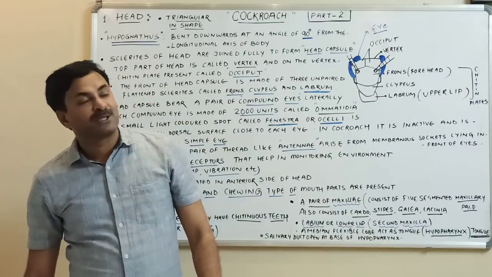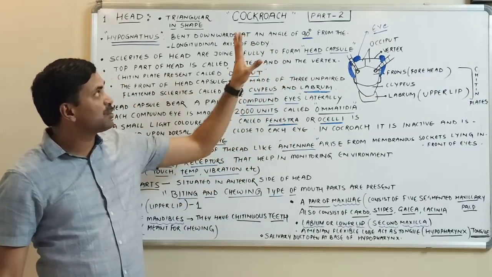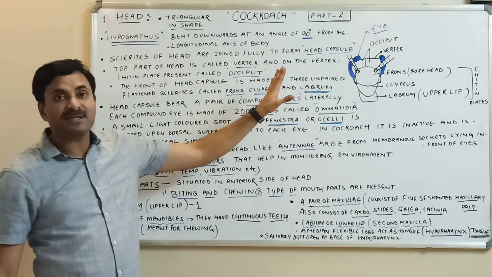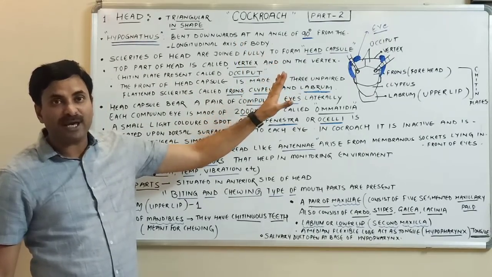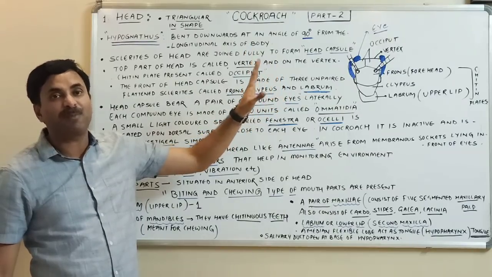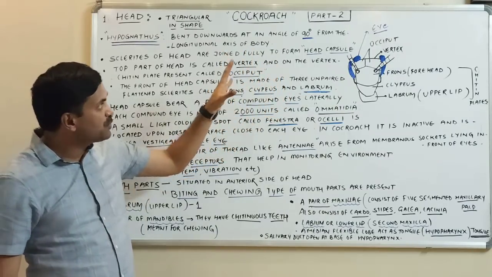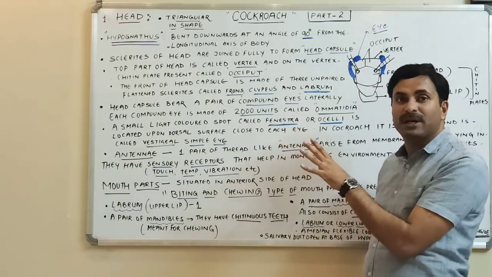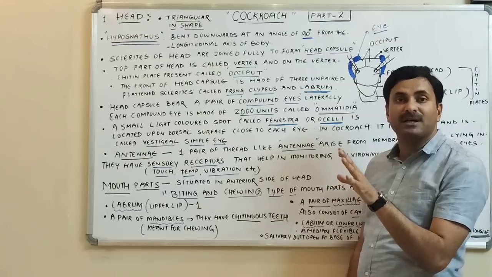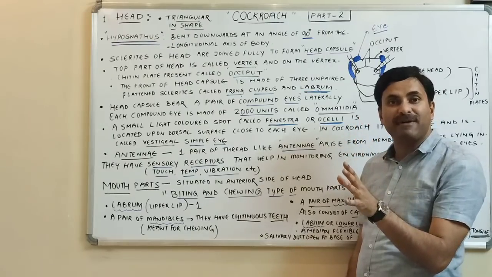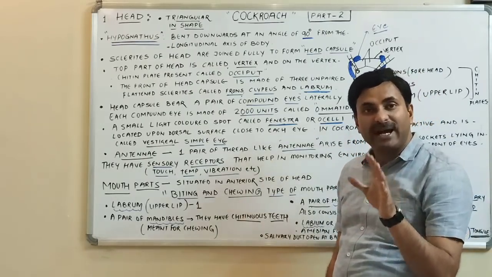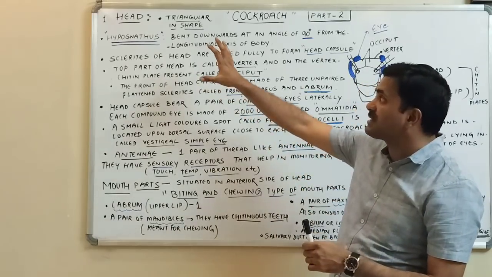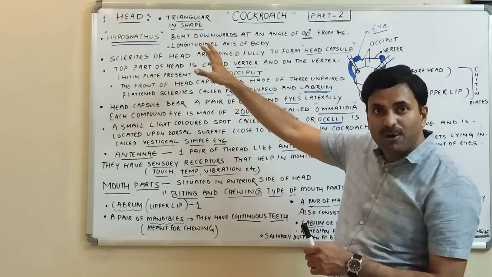Hello to all. Today we are going to discuss the cockroach. This is part 2. In part 1 we discussed the introductory part of the cockroach as well as a small part of the morphology. Today we are discussing the head region particularly, because we know very well that the body of the cockroach is divided into 3 parts, that is the head, thorax and the abdomen. So in this video we are discussing the head of the cockroach.